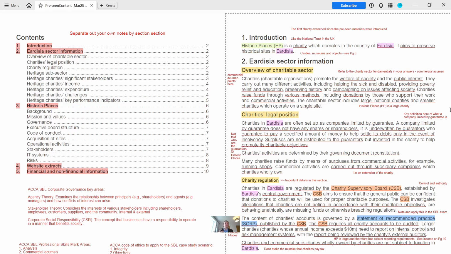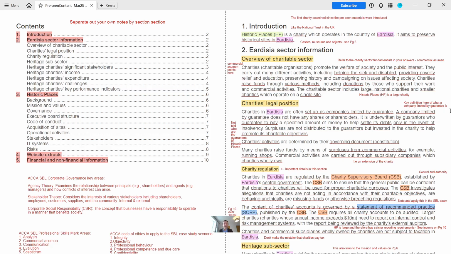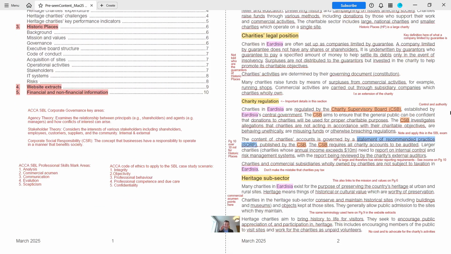Then we come on to when the charities are raising funds. This is through a variety of different methods, and usually it's all about donations. You'll see it later on about the commercial activities and how they raise the funds. We've been given some nice diagrams on there. But the key thing, the last sentence in the overview of charitable sector paragraph, is the charitable sector includes large national charities and smaller charities which operate on a single site. For your notes, make sure you've got it down. Historic Places has hundreds of sites. It is a large charity, and we're coming on to it in a moment, that they also need to have an audit. So that just sets the scene, because we're going to get into more detailed areas now about the charity's legal position.